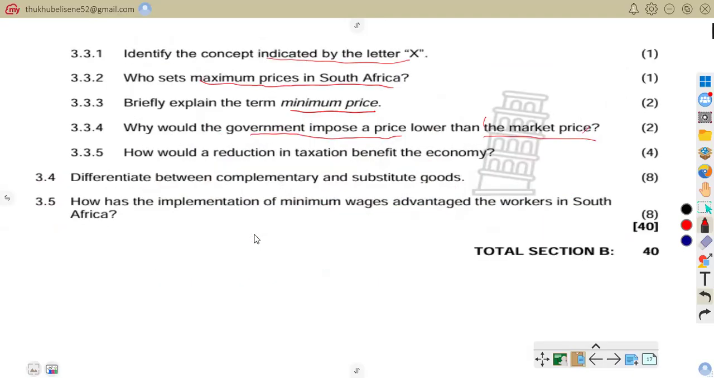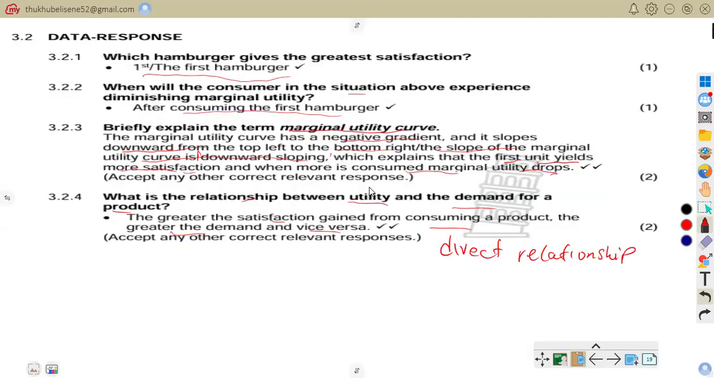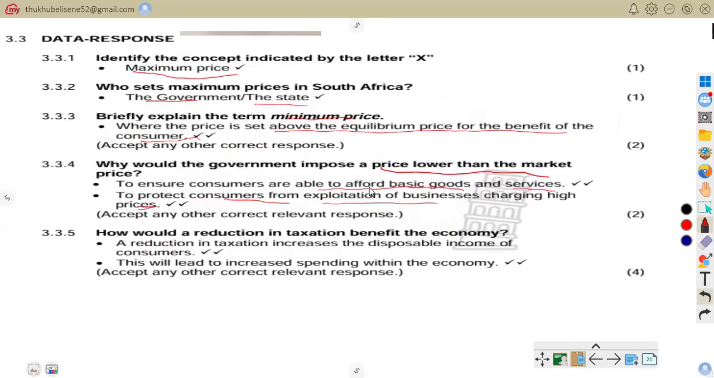3.35. How would a reduction in taxation benefit the economy? It means a tax reduction is going to increase spending power. So it's going to increase spending power. That is how it's going to benefit the economy. More shopping is going to increase investments. That's how it's going to benefit the economy.